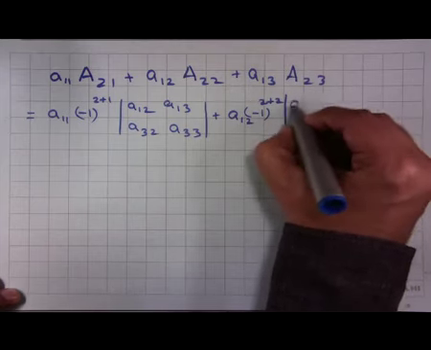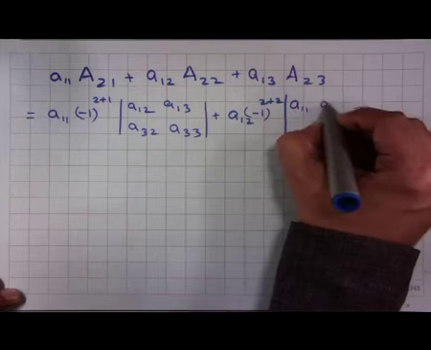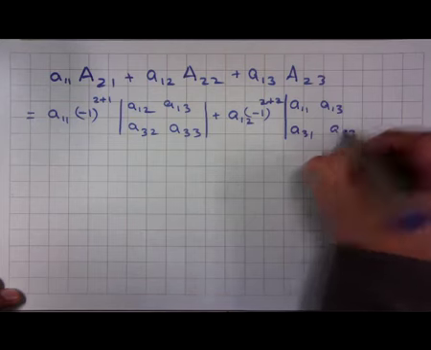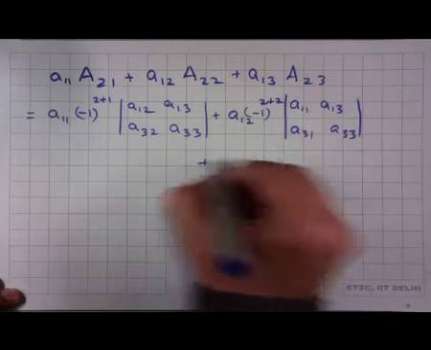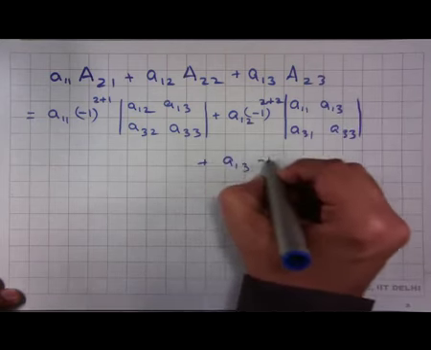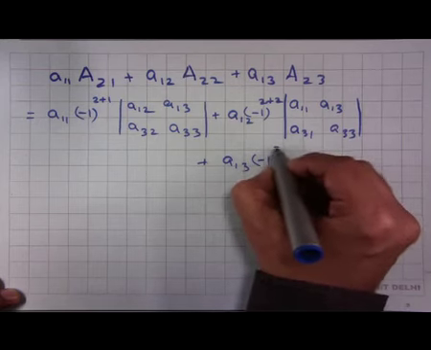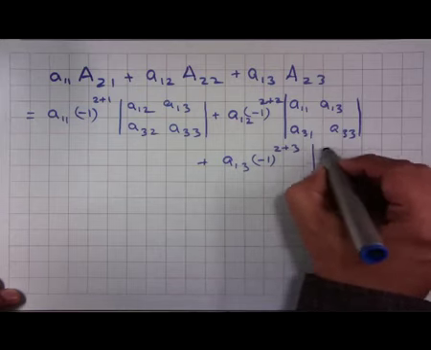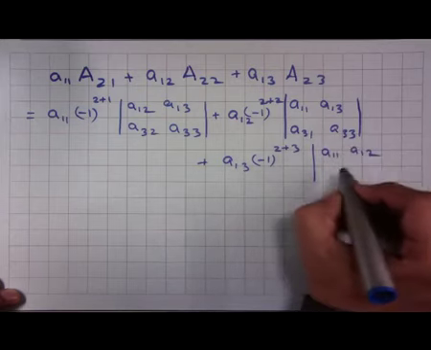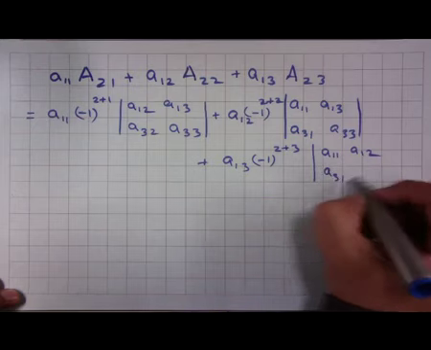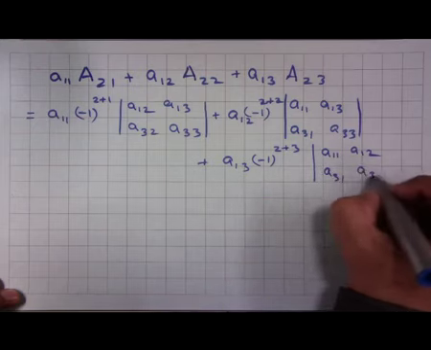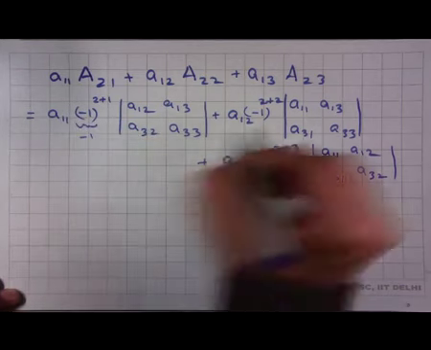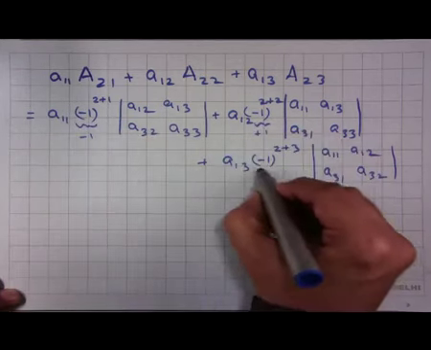So, that is A11, A13, A31, A33, and similarly the last term is going to be A13 times (-1) to the power 2+3 times A11, A12, A31, A32. Okay. So, this term is minus 1, this term is plus 1 and this term is minus 1.